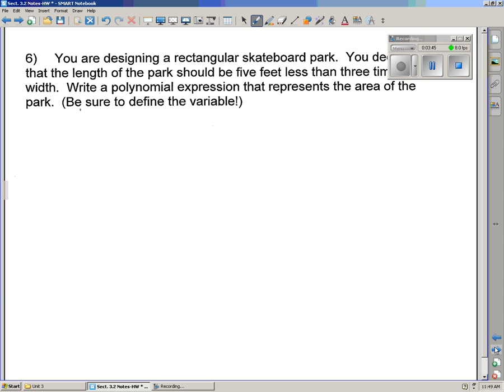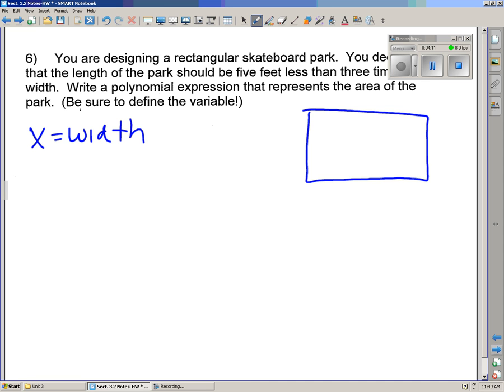The last one, word problem. You are designing a rectangular skateboard park. You decide that the length of the park should be 5 feet less than 3 times the width. Write a polynomial expression that represents the area of the park. Be sure to define the variable. So we know it's a rectangular skateboard park. It tells you something about the length, but nothing about the width. So you know that x is going to be your width. And then it says that the length has to be 5 feet less than 3 times the width. 3x minus 5. That's your length.